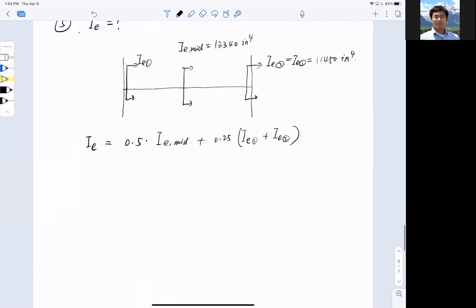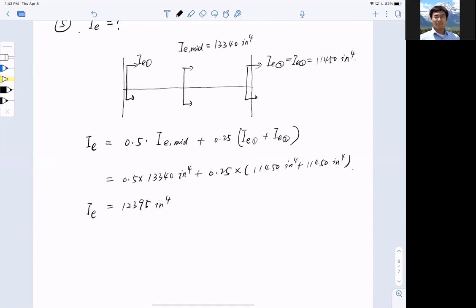All right. So plug in the number: 0.5 multiplied by I_E mid, 13340 inch to the power 4, plus 0.25 multiplied by 11450 inch to the power 4 plus identical. I could have just multiplied by 2, but I want to show you all the details. Okay, so that's what it is. And the final number is 12395 inch to the power 4.